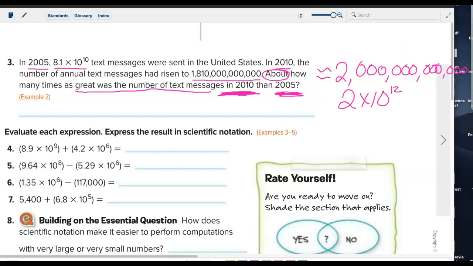What number is my numerator? Tristan? 2 times 10 to the 12. Okay, that's my numerator because it goes with 2010. Then what number goes with 2005, Haley? 8.1 times 10 to the 10th. Okay. What do I do with my decimals? Okay, so take 2 divided by 8.1. What do you get?